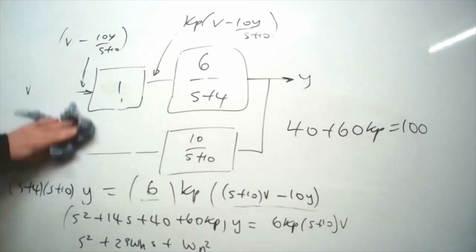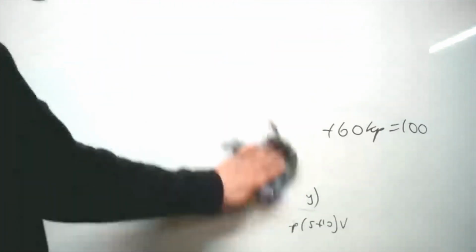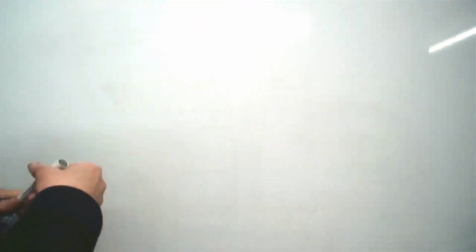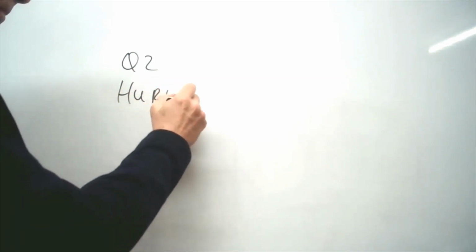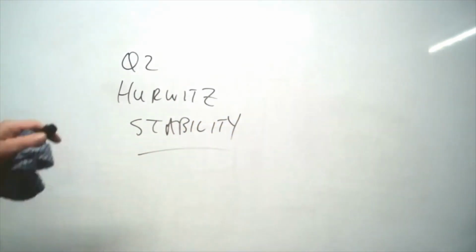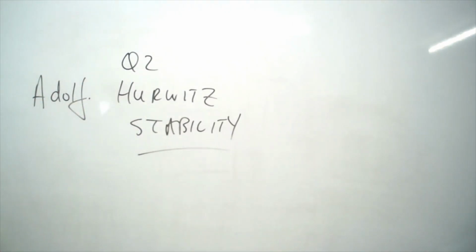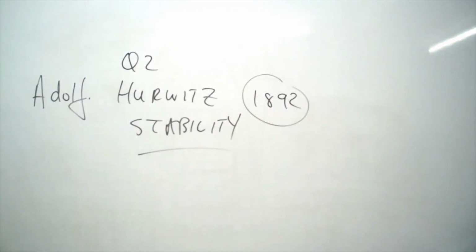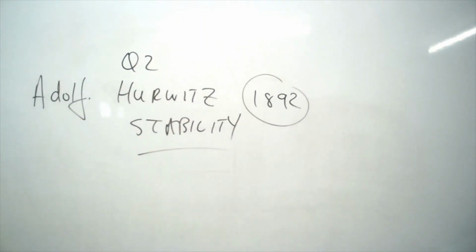So next week now we shall move away from this to the next question, which is question 2. So question 2 is Hurwitz stability. So remember, it's called Adolf Hurwitz. Adolf Hurwitz invented this. It's nothing to do with Adolf Hitler, but anyway, Adolf Hurwitz invented this in about 1892, which is quite a long time ago, isn't it? 1892. And we look at the Hurwitz stability test next week.